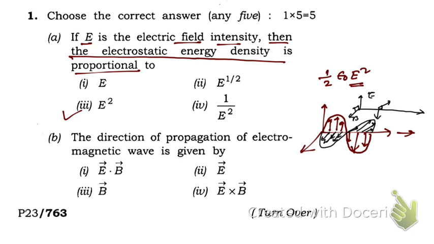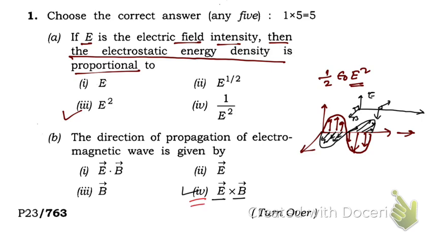perpendicular to both E and B. That is why it is given by E cross B, because the cross product of E and B will be perpendicular to both E and B. So the direction will be given by E cross B. Hope you have understood this. So this is the correct answer, option 4.